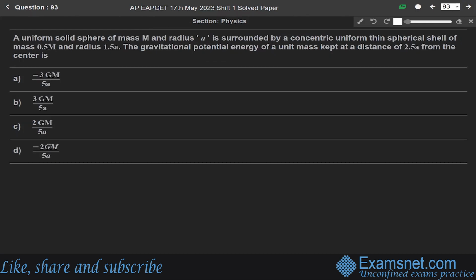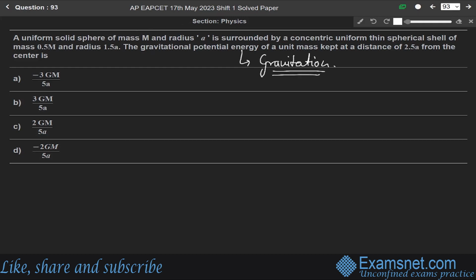Now next question, 93. A uniform solid sphere of mass m and radius a is surrounded by a concentric uniform thin spherical shell of mass 0.5 m and radius 1.5 a. The gravitational potential energy of a unit mass kept at a distance of 2.5 a from the center is. So this question is from the chapter of gravitation.